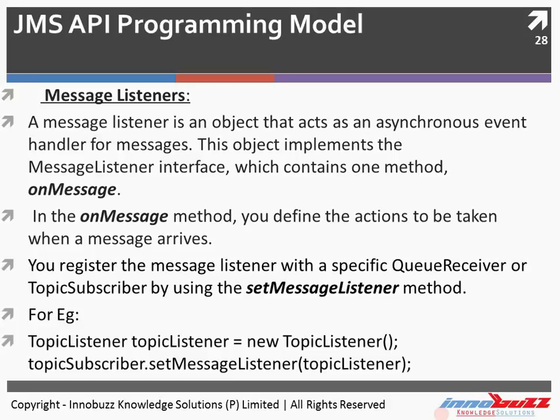For example, if it is a topic listener, then you are just creating a new instance of topic listener. If it was a queue listener, you would have created a new instance of queue listener, after which you also do topic subscriber dot set message listener. Using the set message listener method, which takes the topic listener instance, you can set the listener for that topic subscriber. So you have given an event in which it will listen for a message to come to the topic. Once it listens to it and receives it, it will give you an event of message received.